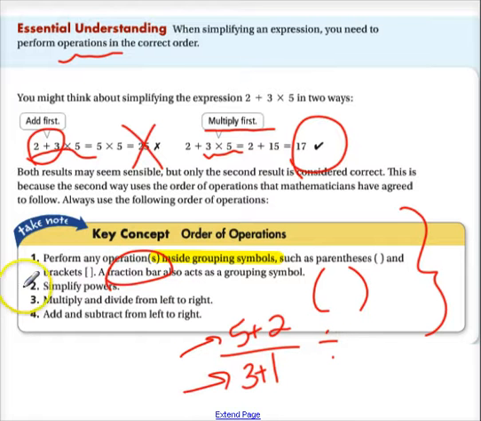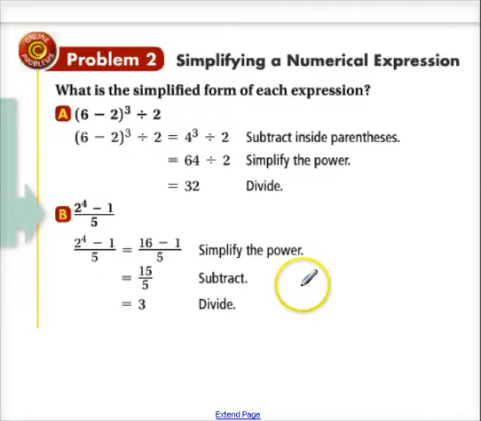And then after that, simplify powers, multiply and divide from left to right, and then add and subtract from left to right. Here we go, let's do an example. All right, example A, 6 minus 2 to the 3rd power, divide by 2.